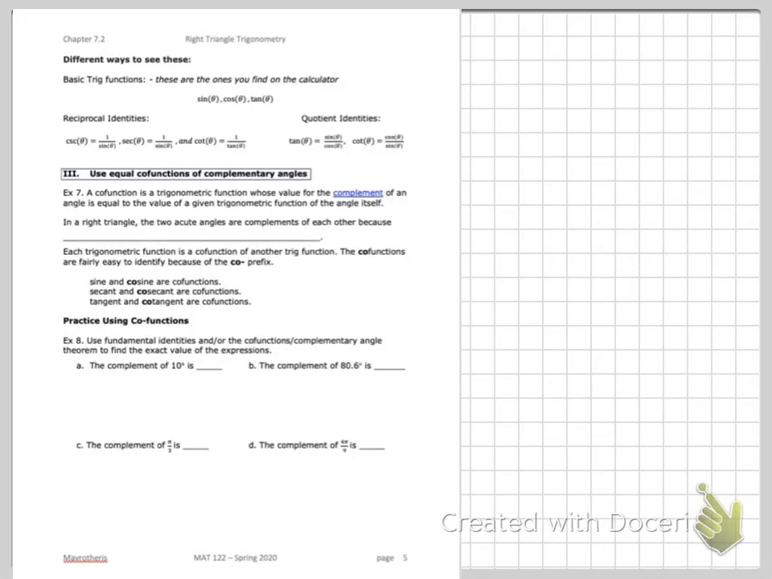Okay, chapter 7.2, right triangle trigonometry. This is page 5 of the notes. Definitely want to make sure there's some stuff at the top here you are comfortable with, otherwise this page is going to go fairly quickly.